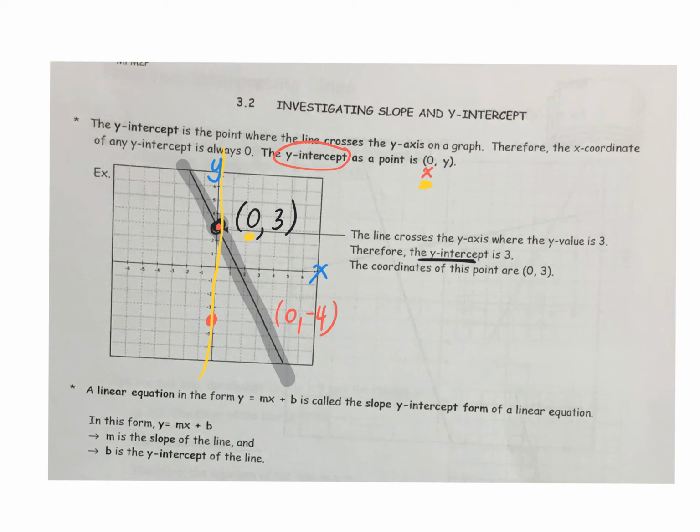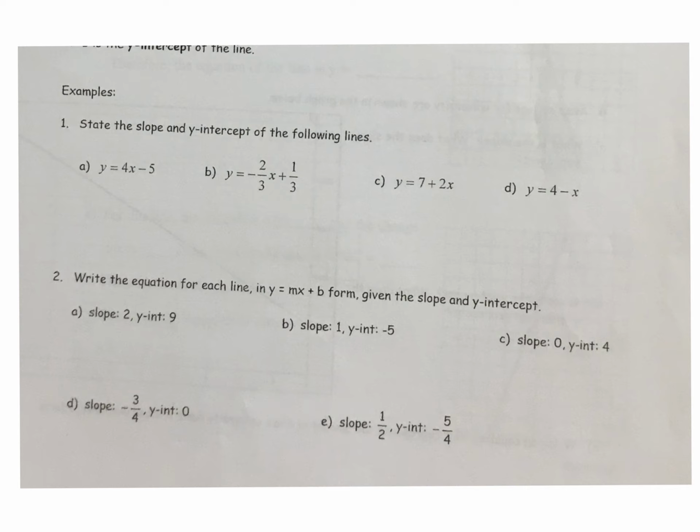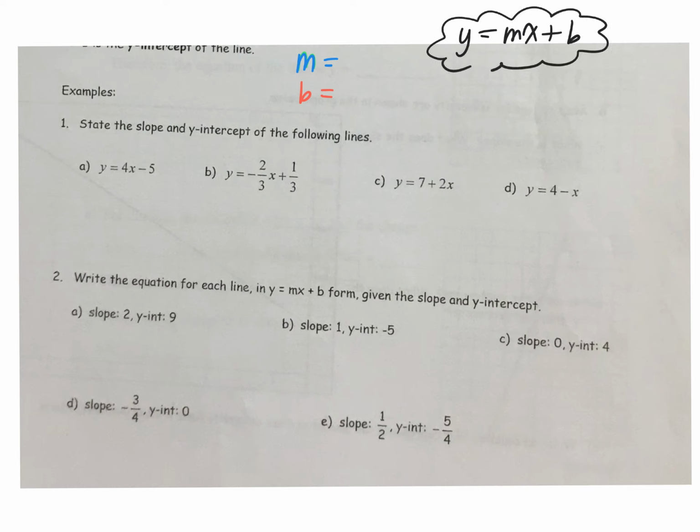So we just talked about an equation in the form y equals mx plus b. That's called slope-intercept form. What does m represent? The number in front of x, I just talked about it. m is the slope and b is the y-intercept. So let's go through some examples. You can only identify the m and b, and I'll use red, if it's written in slope-intercept form.